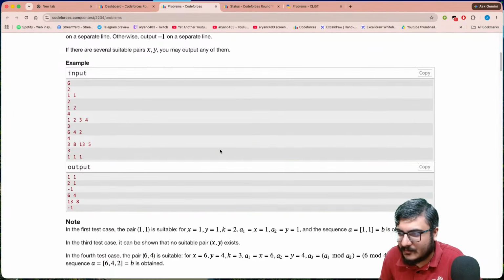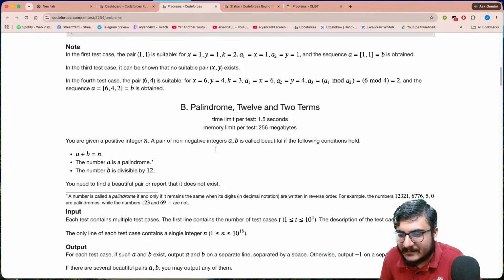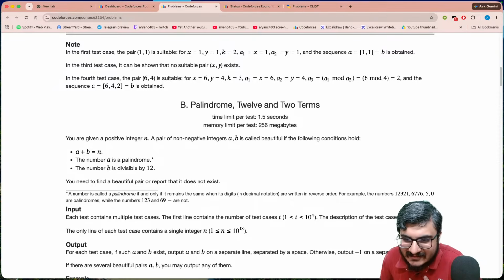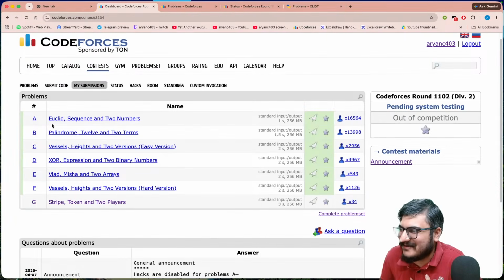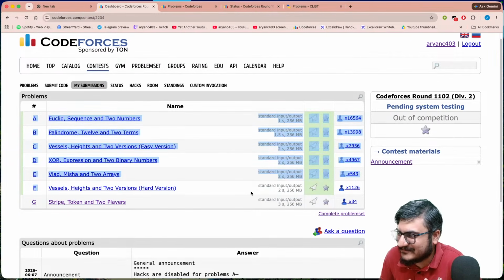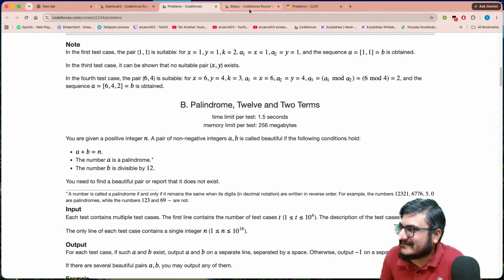So let's jump on to problem B then. This contest was on the easier side, at least I found it easier because I was able to solve the problems, but definitely it may not be the case with everyone.